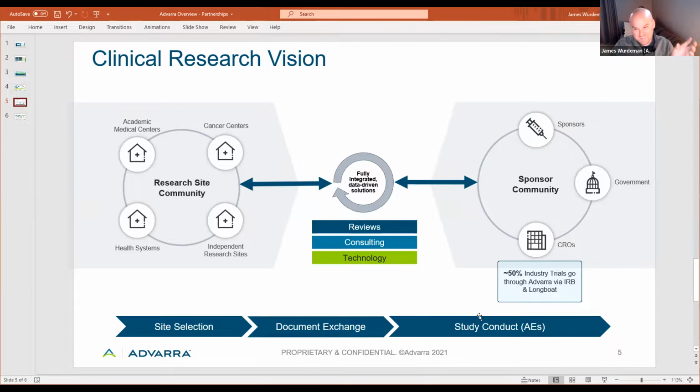Site selection, but that really needs protocol standardization to work well. The document exchange, that's probably easier. You just have to agree on types of documents you need when. And then, yeah, study conduct, that's just continuing to mature standards and contributing back to the standards. So I'll stop there. Well, thanks, James.